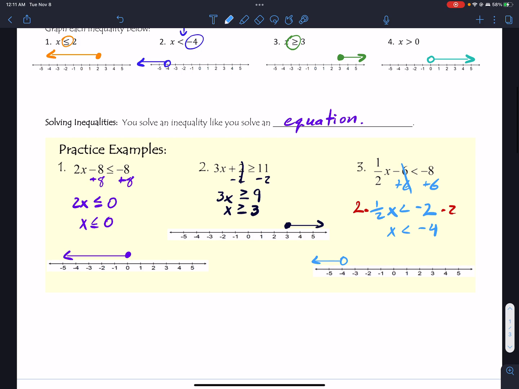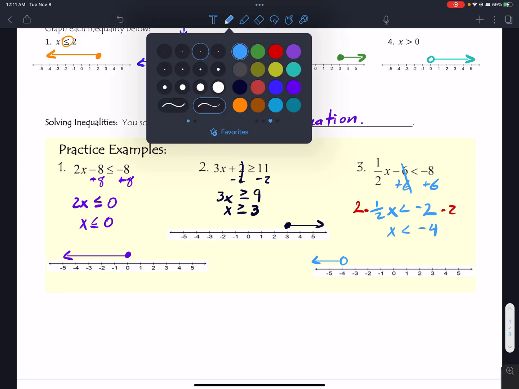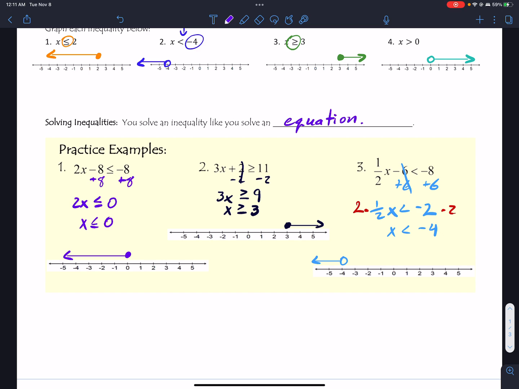All right, so ignore the second page. That's not for you. It was for a little game, but I don't have that attached here. All right, so I'm going to add one little example in here about what happens, just in case you run into it, when you divide by a negative. So let's call this example 4.